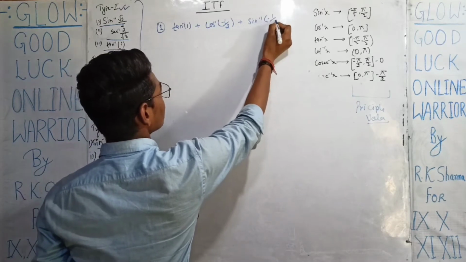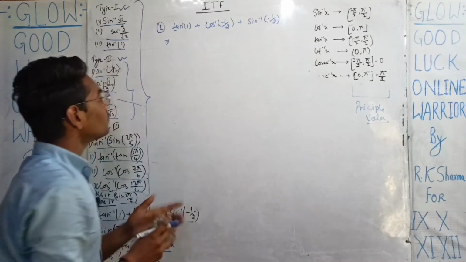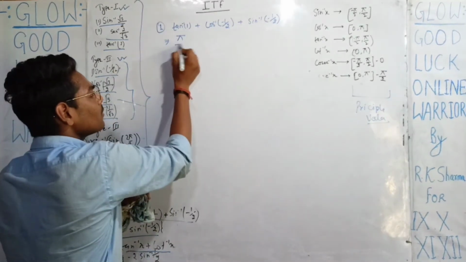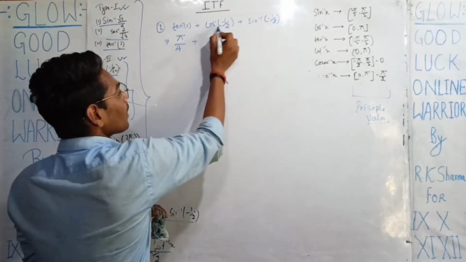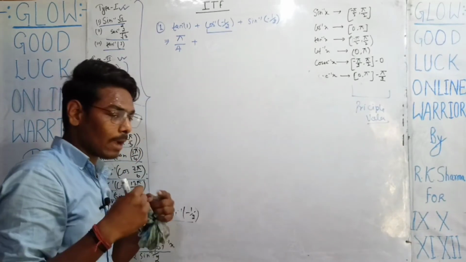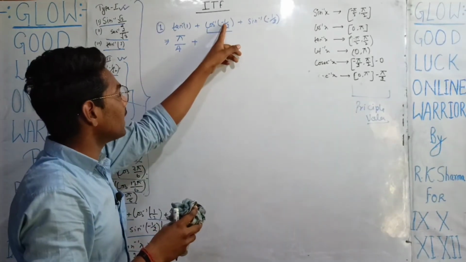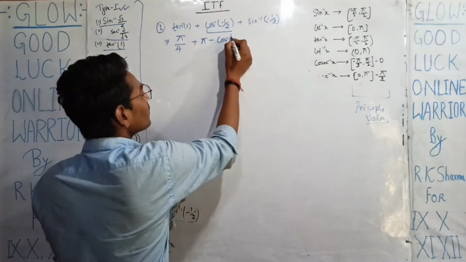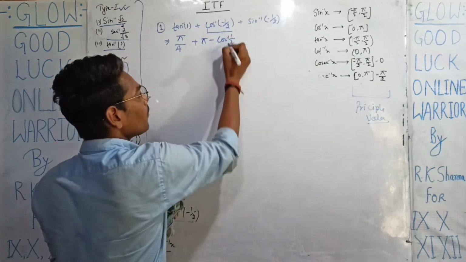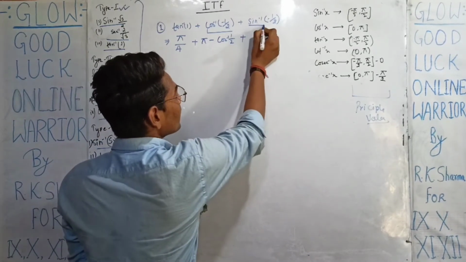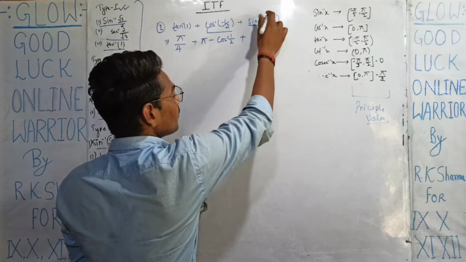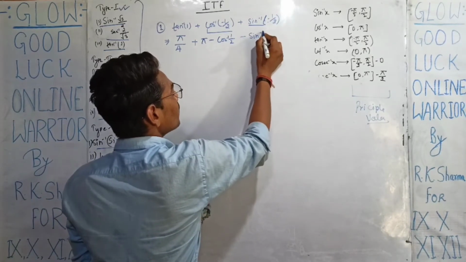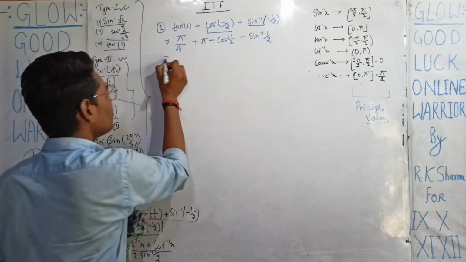So type 4 question 1 is tan inverse 1 plus cos inverse minus half plus sin inverse minus half. Students, think: which value of tan will be 1? We know pi upon 4. Plus, first of all we have to notice the number is negative, so we write pi minus cos inverse half, plus sin inverse with a negative value, which gives minus sin inverse half. I hope you understand.